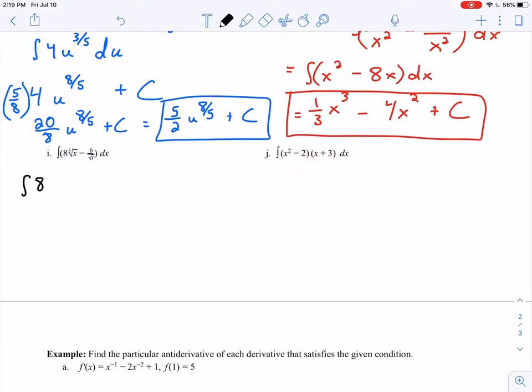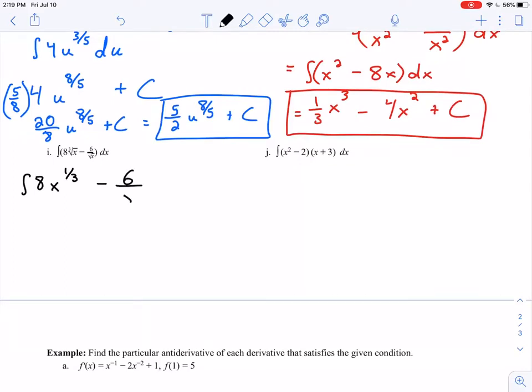So I'm thinking about this as x to the 1/3 power minus, over here, first I need to take care of this square root. I know that if I have a square root, that's really x to the 1/2. So I still have x to the 1/2 in the denominator.